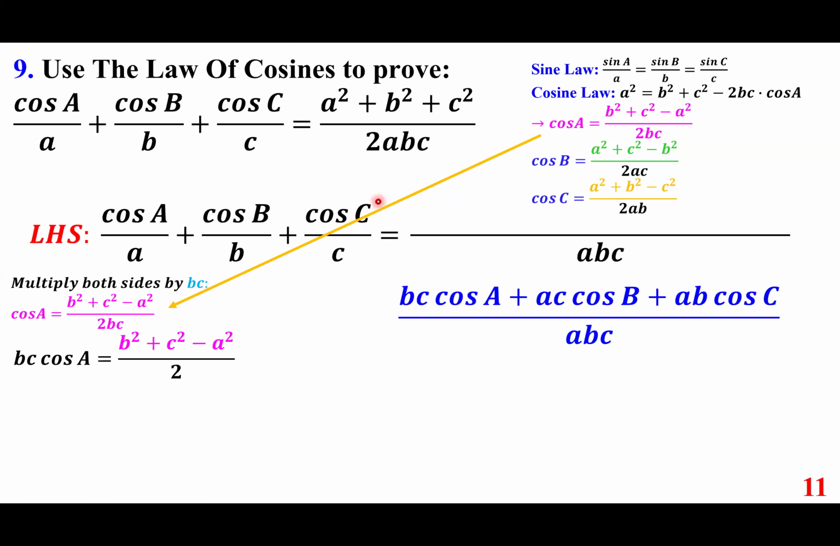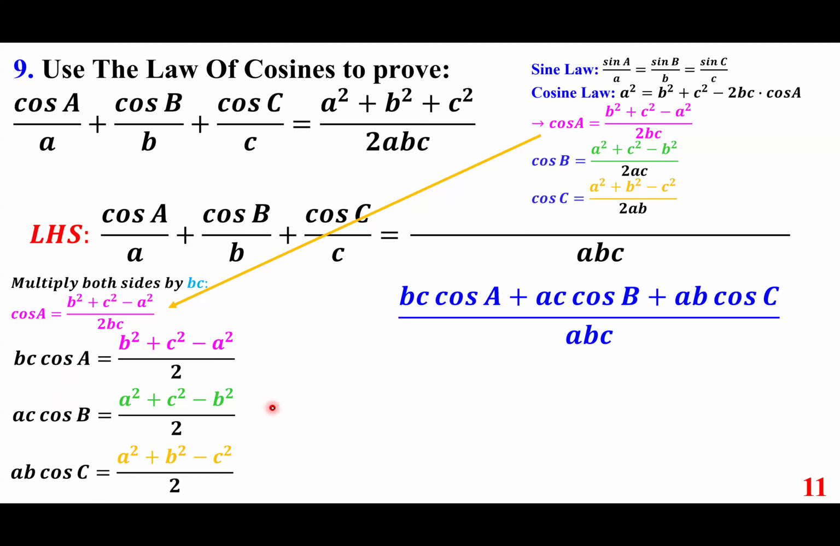If this one was multiplied by BC, this must be multiplied by AC. If I multiply this one by AC, AC goes here, and the denominator is 2. This one I'm going to multiply by AB. AB goes here, and the denominator becomes 2. I hope you can see that. So why am I doing that? Because now I want to replace this one with this one, and this one with this one.